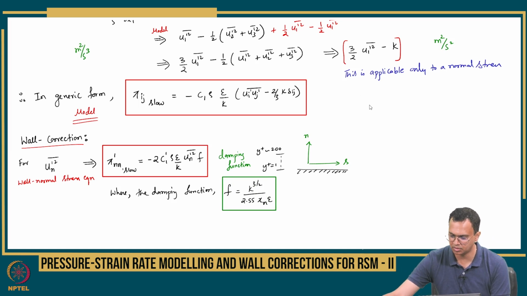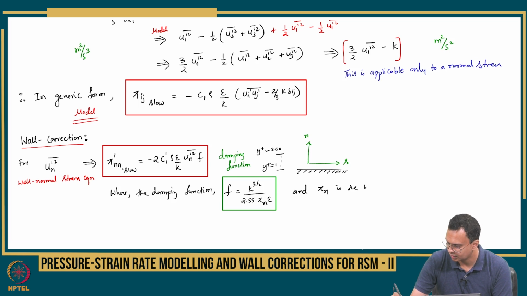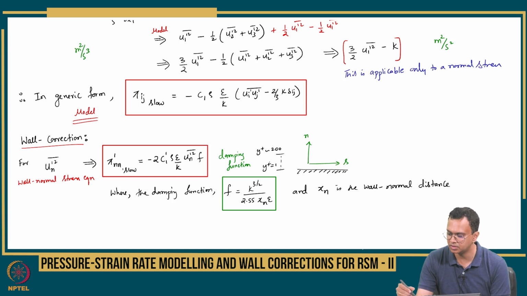Okay, so this takes care of only pi nn, the correction for the normal stress. We also need it for the parallel stress. Okay, there is one more thing I have to say here, where the damping function is this and xn is the wall normal distance. You don't have to implement this between y plus 1 and y plus 200. All I am saying is the damping function has to be active automatically. It is not like you need to go and explicitly say become active here. This is the zone of its influence.